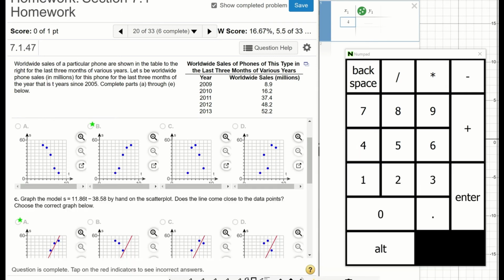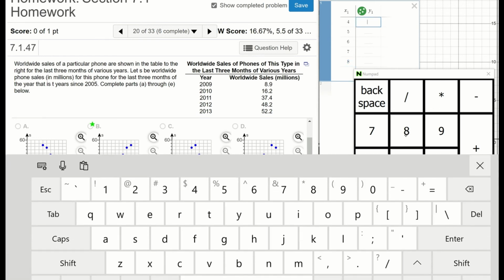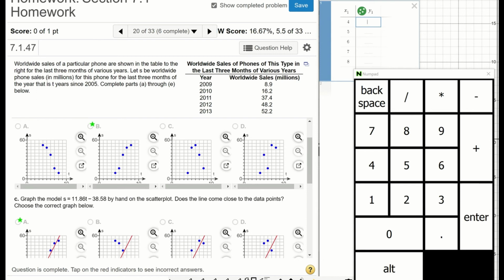And then you can hit enter to go to the next spot. So we're going 4, 5, 6, 7, 8, and then you put the corresponding S values in the Y column here. So you have 8.9 and 16.2, 37.4. All this will not be boring if you're doing it along with me.